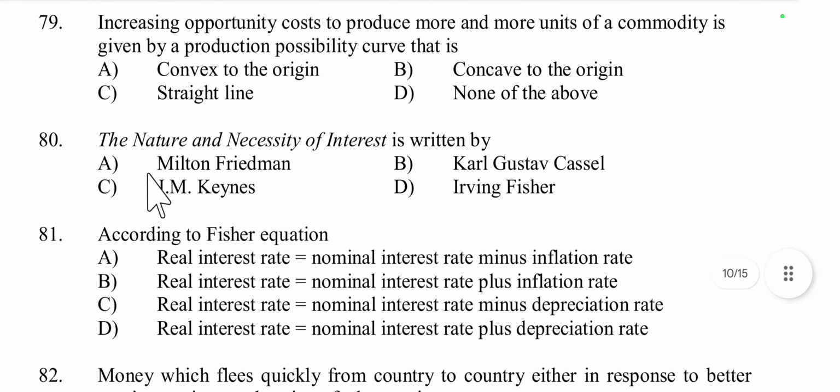Then question number 80, the nature and necessity of interest is written by Milton Friedman, Carl Gustav Cassel, J.M. Keynes, or Irving Fisher. The nature and necessity of interest, this book was written by Irving Fisher. Option number D, Irving Fisher. A key work in interest rate theory by Irving Fisher. The nature and necessity of interest.